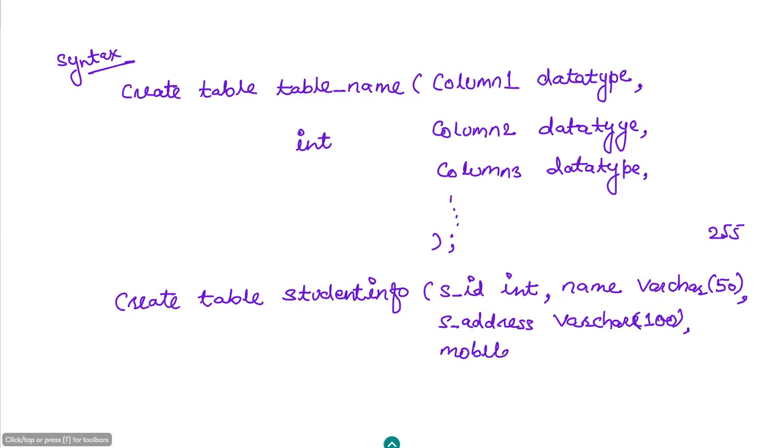Mobile. Next field is mobile, and you can give an integer data type to this field, and the last field is country. You can also give the size with it, right? And after that, put the column size.